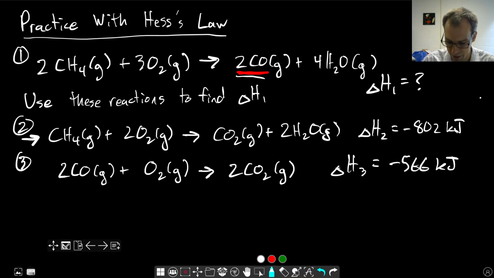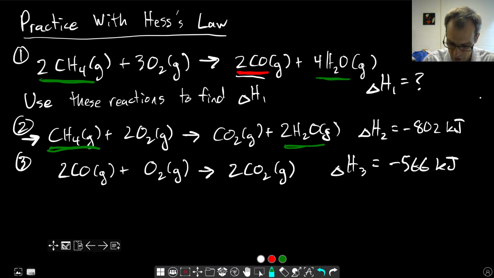So let's start by looking at a couple things. First, in our desired equation, right here, we have methane as one of our reactants. And if we look in equations 2 and 3, methane only shows up on the reactant side of equation 2. Similarly, if we look at water, H2O here, it also only shows up in equation 2 as a product.